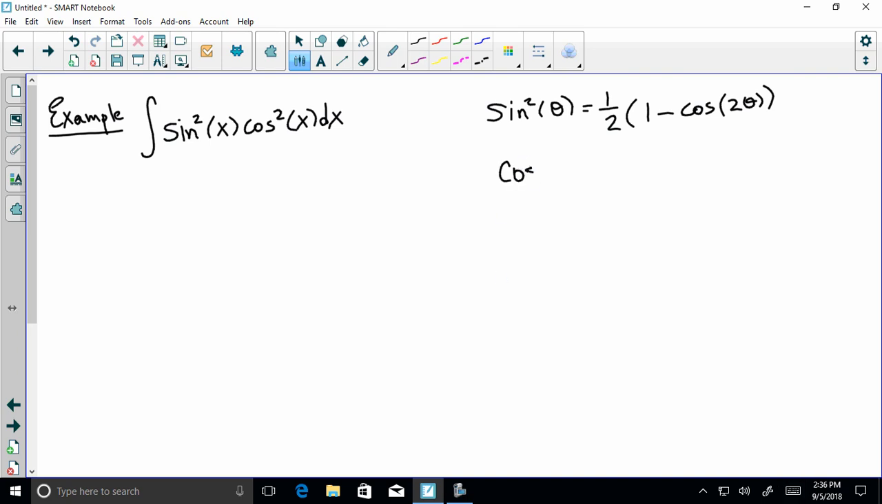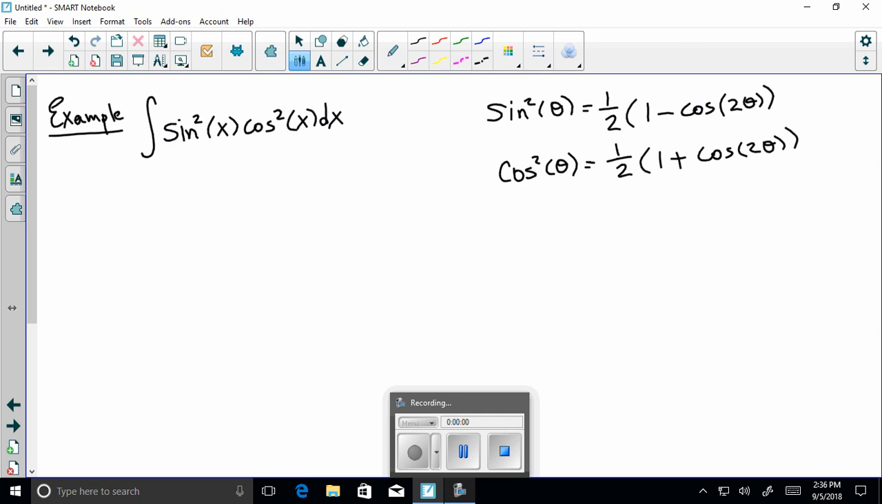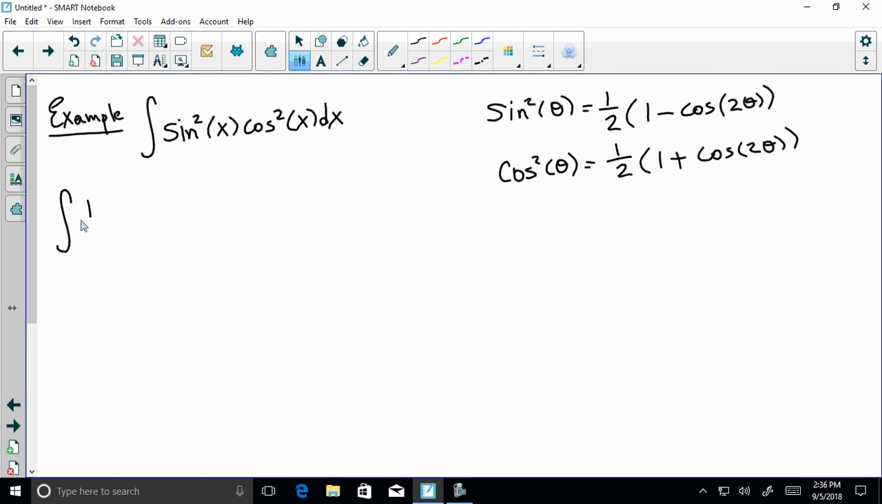And we're going to use cosine squared theta is, so what's this one? 1/2 plus cosine of 2 theta. These are the identities that I'm going to use. I'm going to substitute for sine squared theta in terms of cosine of 2 theta and cosine squared theta in terms of cosine of 2 theta. So here I get the integral 1/2 (1 minus cosine of 2 theta) times 1/2 (1 plus cosine of 2 theta).